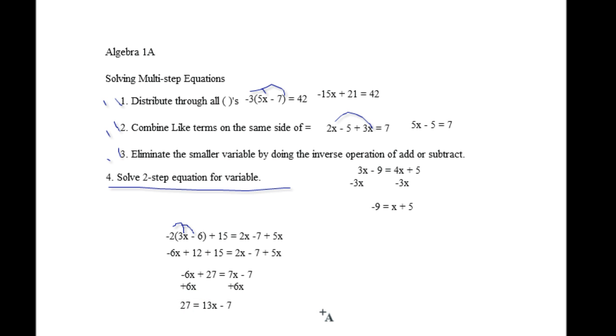So if you follow these first three steps, solving multi-step equations is really easy. If you distribute through all the parentheses, combine like terms, and then eliminate the smaller variable by doing the inverse operation, you'll get a two-step equation pretty much every time.